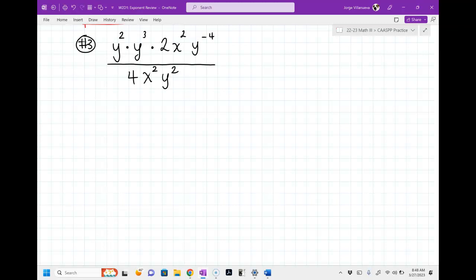So we got y squared times y cubed times 2x squared times, I forgot to put that right here, times y to the negative 4. So I'm going to try to clean up the top. There's a lot of y's up on top, right? So I'm going to try to clean that up. The bottom looks pretty much clean. Okay, 4x squared, y squared, none of them are alike. So I'm just going to leave it like that. But the top I can definitely do something with.